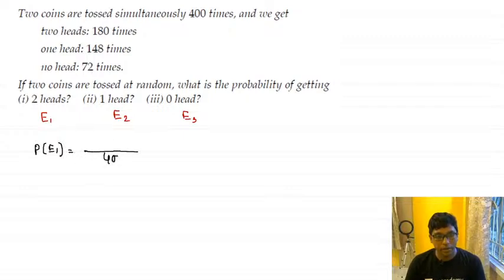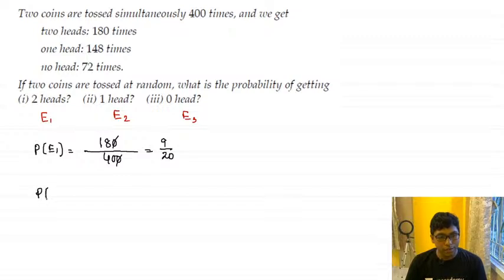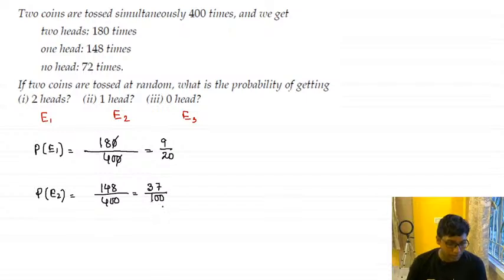how many times have we done the experiment? 400 times. How many times did we get 2 heads? 180 times, right? So it's 9 by 20. Now going with the second one, probability of event 2, it is 148 by 400. So 4 3s are 12, 4 7s are 28, so 37 by 100.